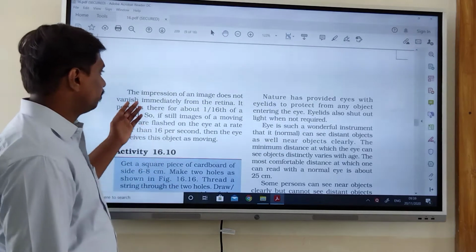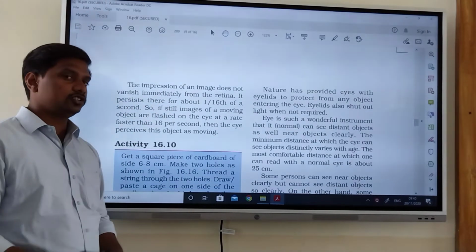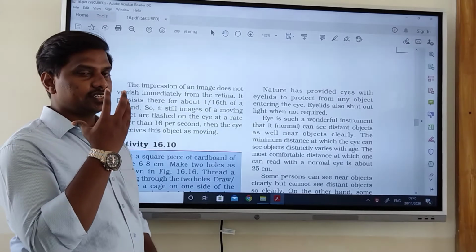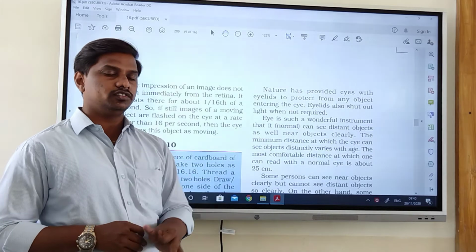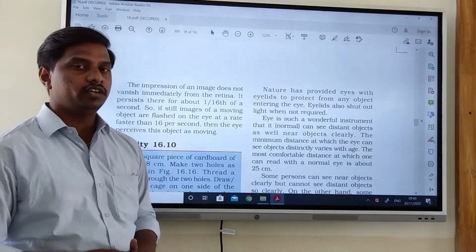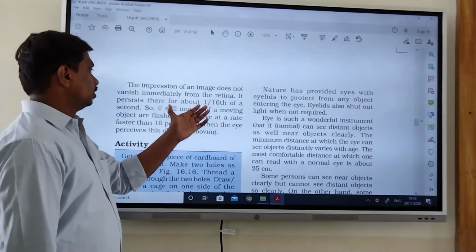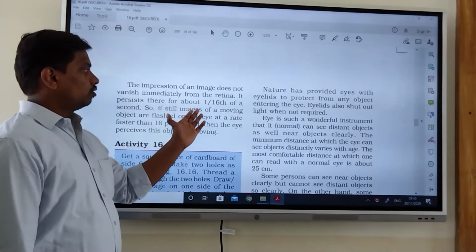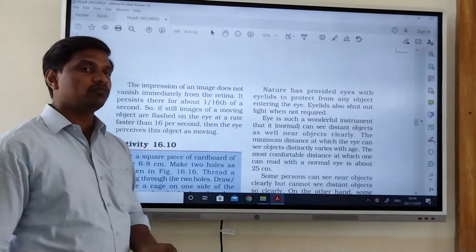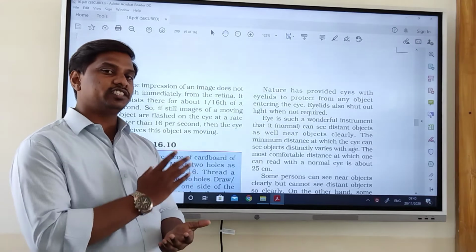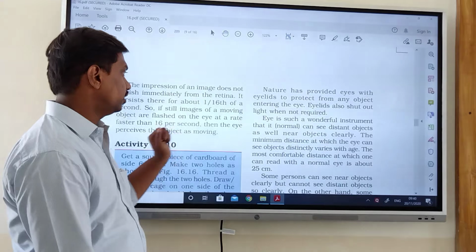The impression of an image does not vanish immediately from the retina. Whatever picture is cast on the eye will not vanish immediately. Once you see something, it will be remembered for a short while. It persists there for about 1/16th of a second. If we divide 1 second into 16 parts, one part is remembered in the eyes.